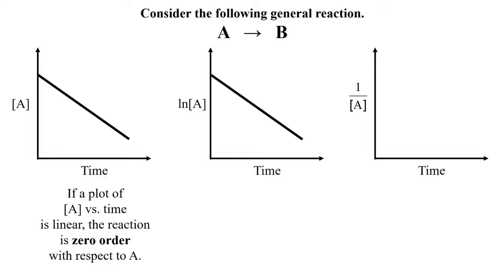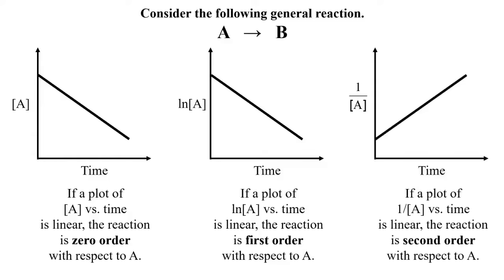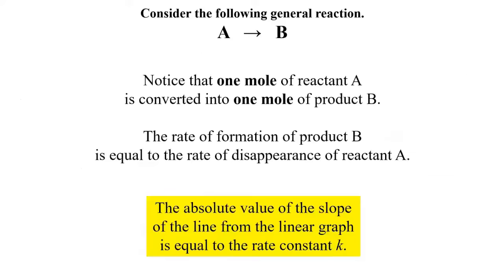If natural log of concentration versus time is linear, it would be first order with respect to A. And if 1 over the concentration versus time is linear, it'd be second order. But this is for a generic reaction in which 1 mole of A goes to 1 mole of B. Now, the rate constant, K, should be the absolute value of the slope of that line. But again, we're assuming that we have 1 mole of A going to 1 mole of B. So the rate of formation of product is the same as the rate of disappearance of reactant.